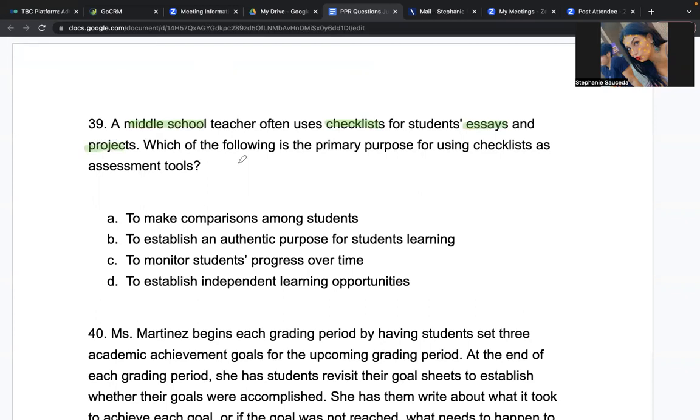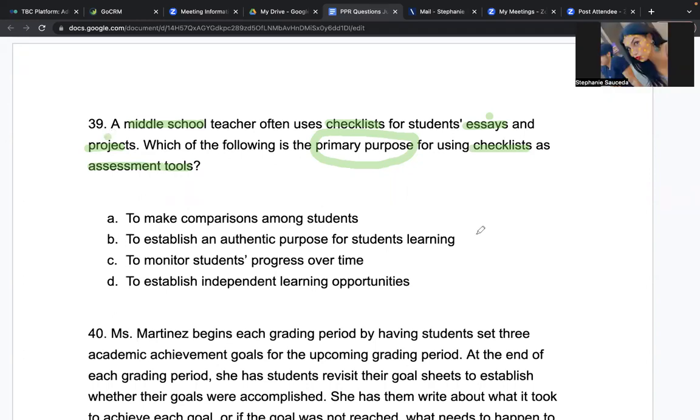And so what is the question asking of us? What's the goal here? The primary purpose of using. Right, primary purpose. In layman terms means the main reason, right? And for using checklists as assessment tools, remember guys, assessments are ways of measuring students. Assessments are a measurement or a collection of data. So what's the main reason of using checklists to measure students or to gauge students' learning? To see the progress of the students.